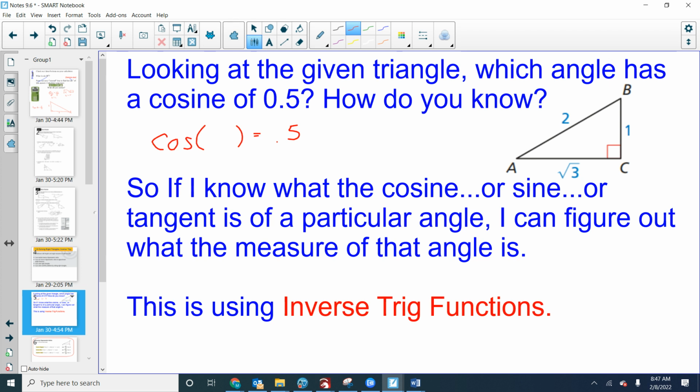Should I put my pencil at A? Let's check. Let's test it out. Cosine is adjacent over hypotenuse. What's the adjacent side?